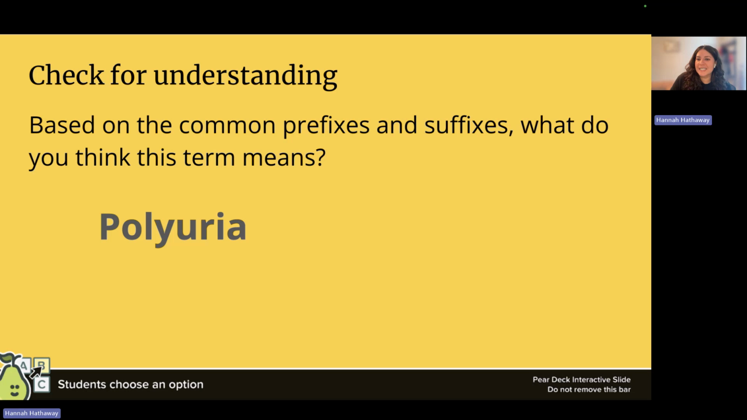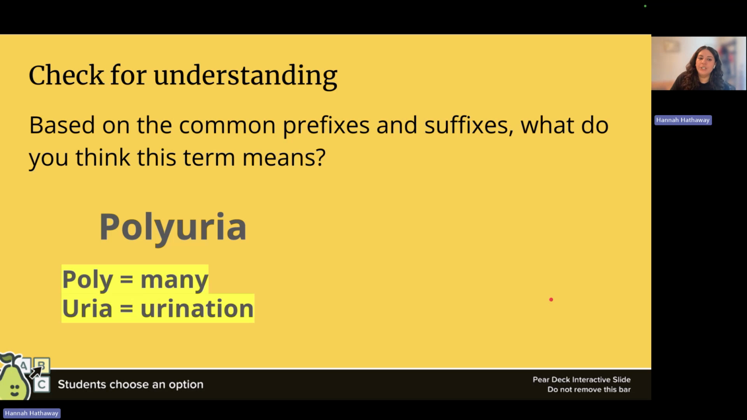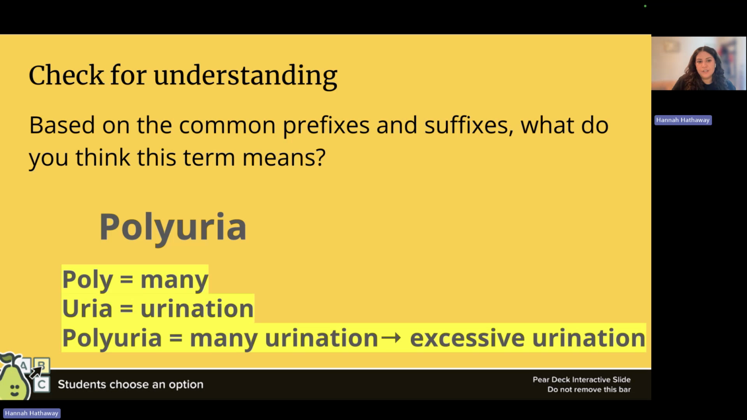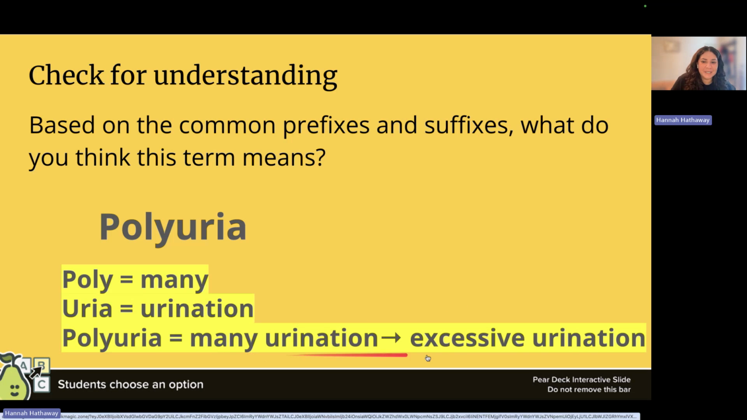Based on the common prefixes and suffixes, what do you think the term polyuria means? Yeah, so poly means many. Urea means urination. So polyuria would mean many urination. Well, that's a silly way to say that. We would say excessive urination, making too much urine.